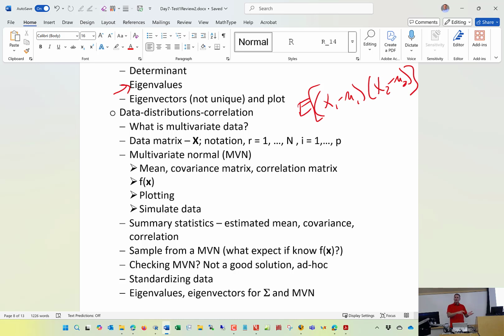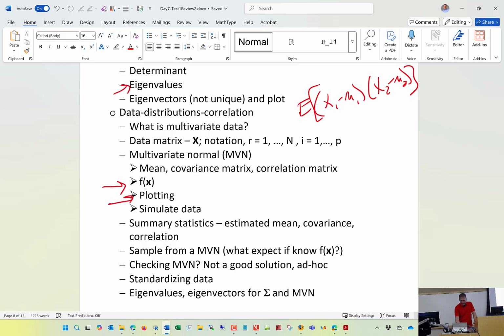If the same thing happens when x1 is less than mu1 and x2 is less than mu2, what's going to happen? You're going to get a negative times a negative. You get a positive, and thus you would expect a positive covariance value. What does a positive covariance mean? It means you have a positive relationship between the two variables. Make sure you're familiar with that f of x expression.